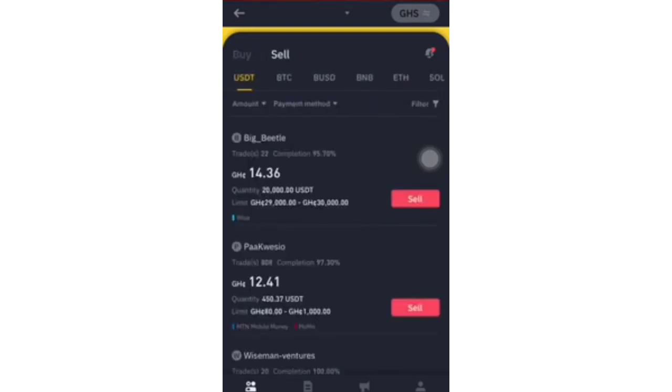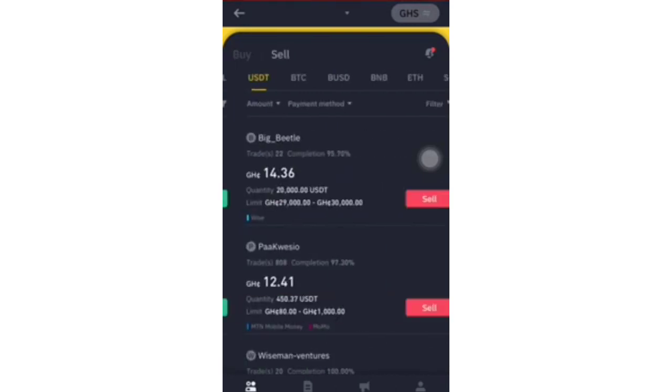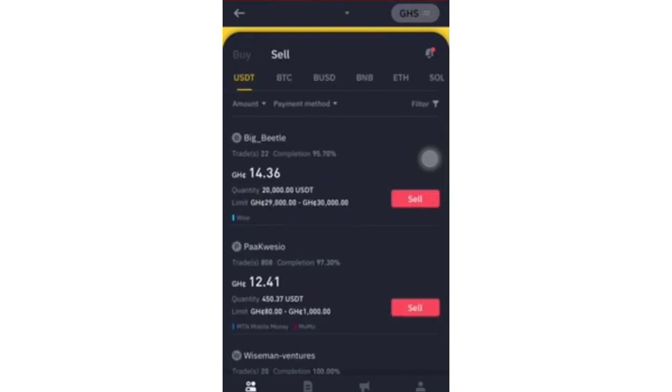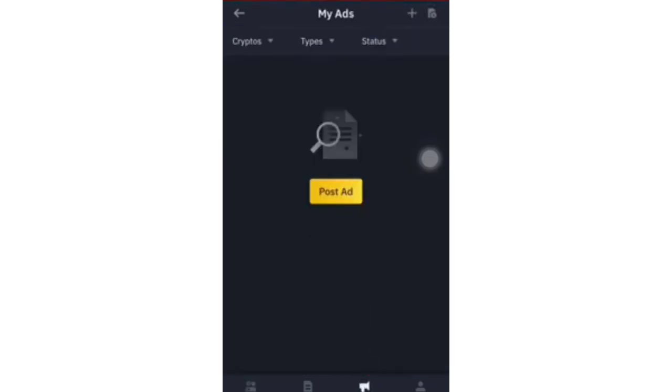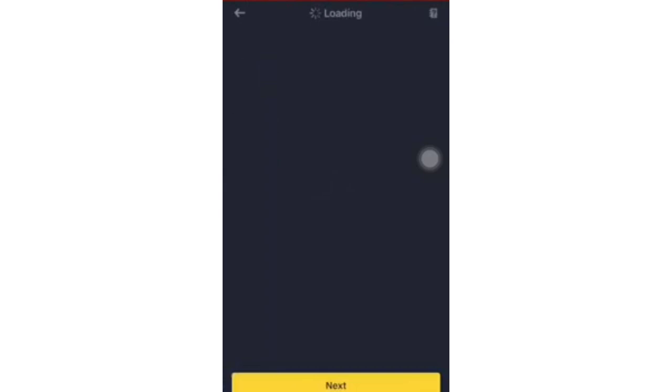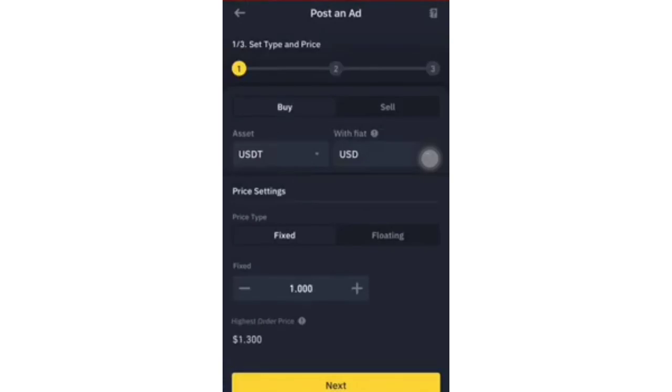What this simply means is that buy are people who are selling. You understand? Buy means people who are selling, you are buying from them. Now sell means people who are buying, you are selling to them. All this sell you see now, they're advertisements. These people already made advertisements on Binance, on the ad side. You can actually make an ad too. If you want to sell, you need to have that cryptocurrency.